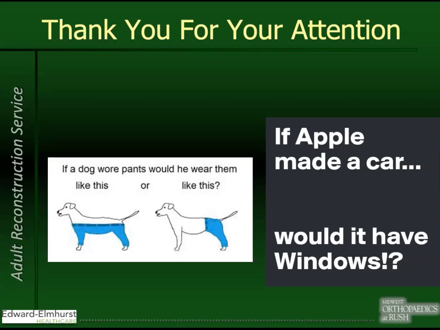Extracortical bone bridging. I'm not really sure what you mean by extracortical bone bridging. I don't know if we can clarify that question.